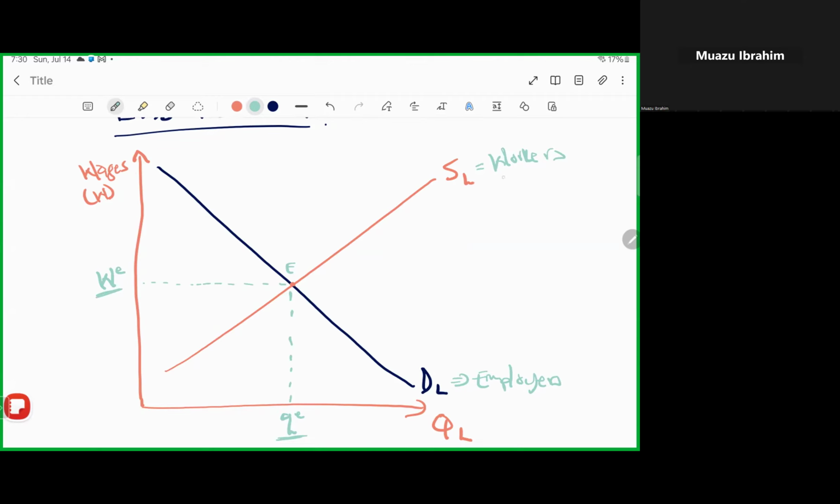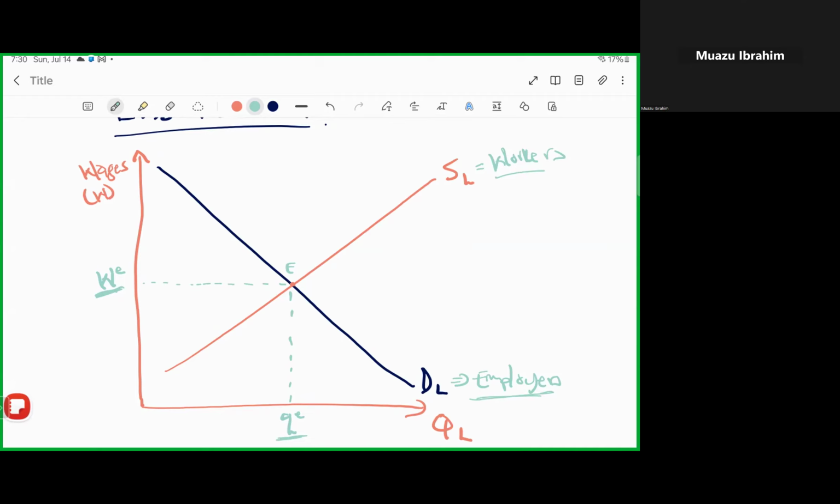Suppliers of labor, who are the workers, are also willing to accept the equilibrium wage. But government sees that the amount employers are paying for this wage is too small. It's too small. Are we getting it? It's too small. So what will the government do?